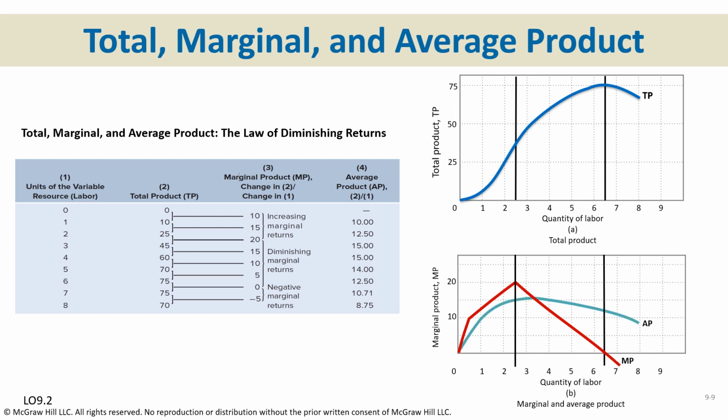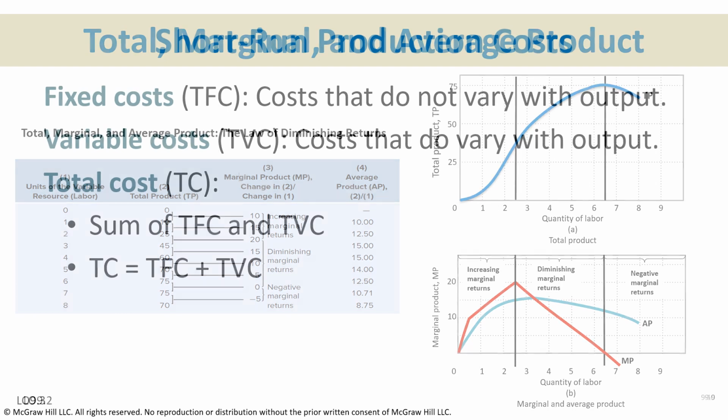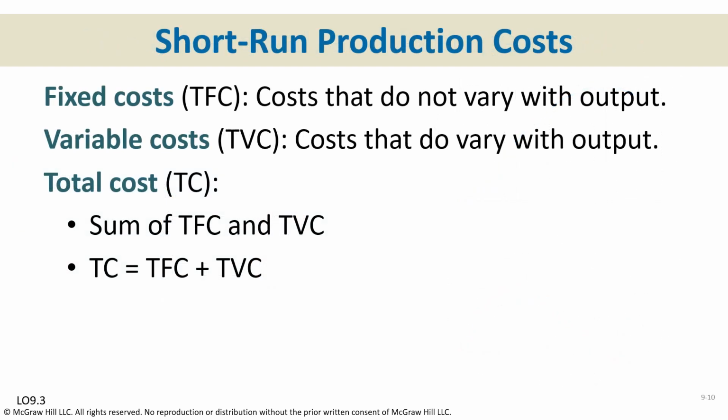You can see that at first TP is rising at an increasing rate, so MP is positive and getting larger. This is called increasing marginal returns. Then TP continues to increase, but by smaller and smaller amounts.